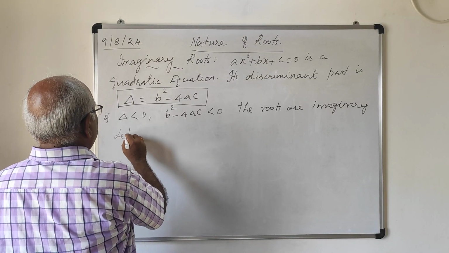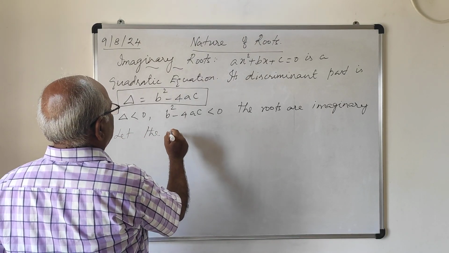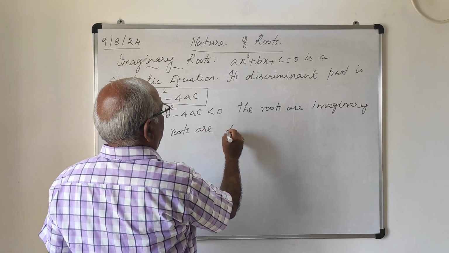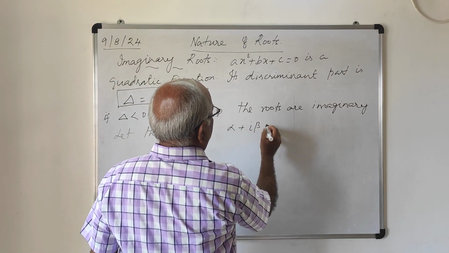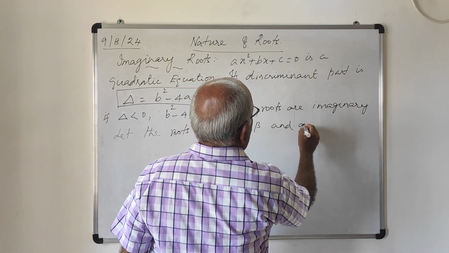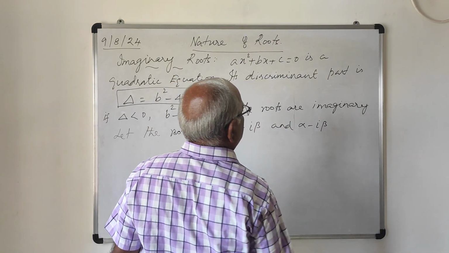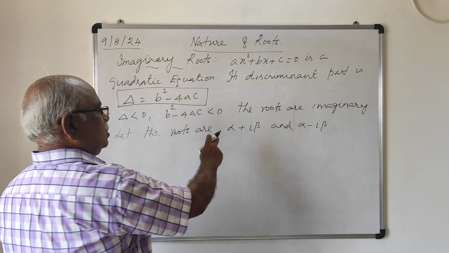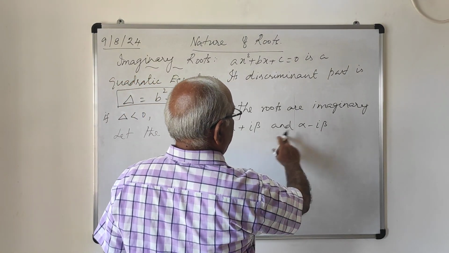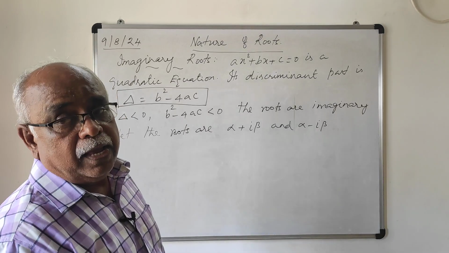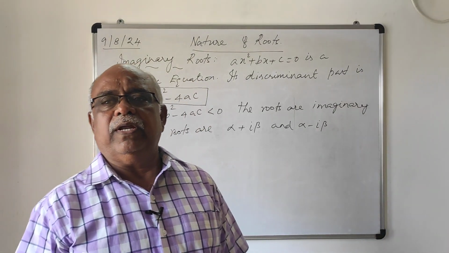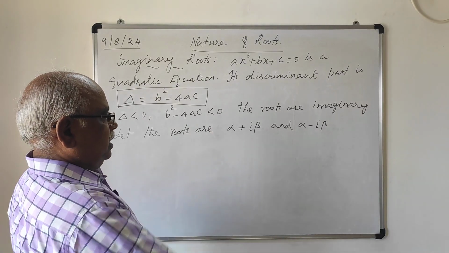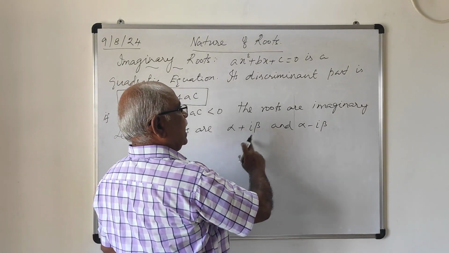The roots are alpha plus i beta and alpha minus i beta, where alpha and beta are real numbers. These roots alpha plus i beta and alpha minus i beta are called imaginary roots of the quadratic equation if the discriminant is negative. From this we can see the imaginary roots occur in pairs.